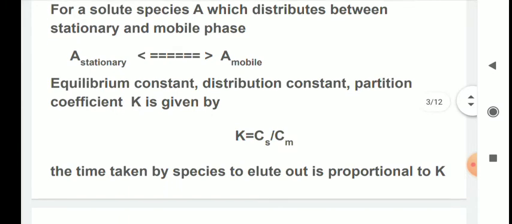Obviously, if you are having a solute which has got more affinity for the stationary phase, Cs will be more, and the K value will be higher for a solute which has got more affinity for the stationary phase. If the solute has got more affinity for the stationary phase, K will be higher, and the time taken by the species to come out of the column will be more. Higher the K value, more the time taken by the solute to come out of the column.